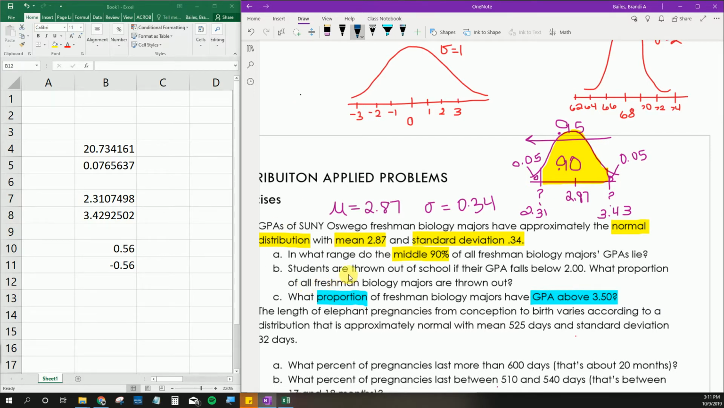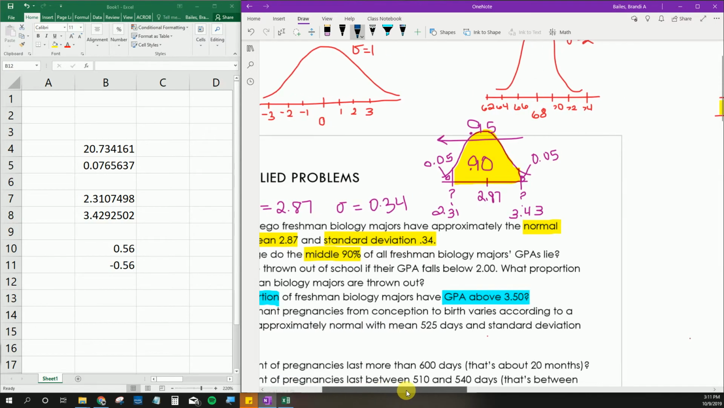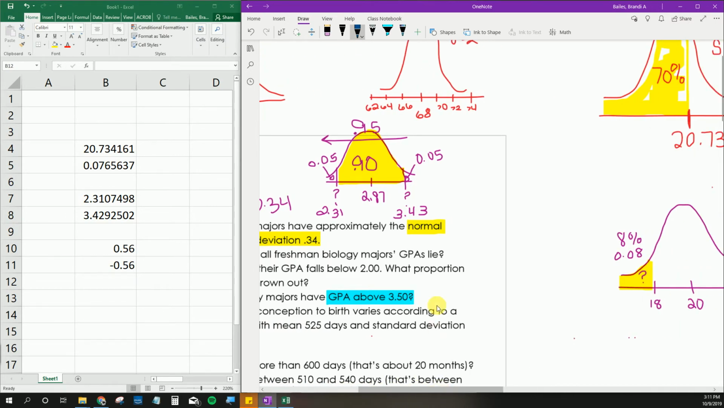So just like before, the first thing I want to do is draw a picture because that will help me figure out what I know and what I'm looking for. So I'll move over and I'll draw a picture right here. I have the same mean and the same probability because it's part C of the problem. So this is still 2.87. But now what they're looking for is how much area is above the number 3.5.